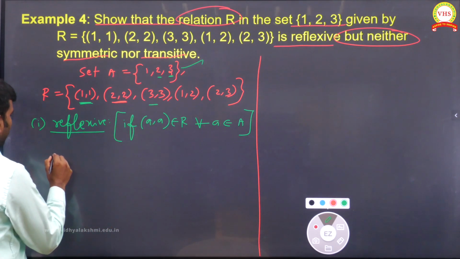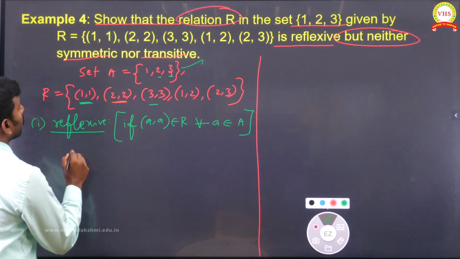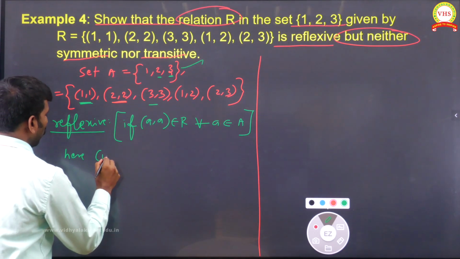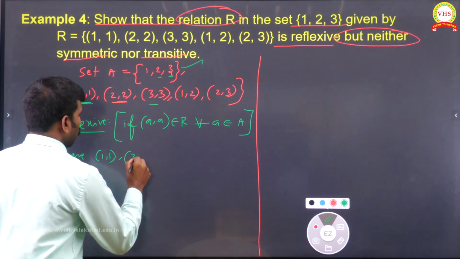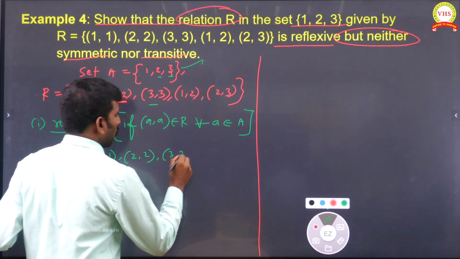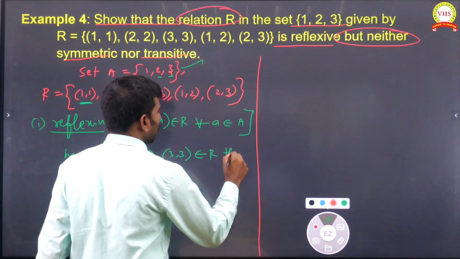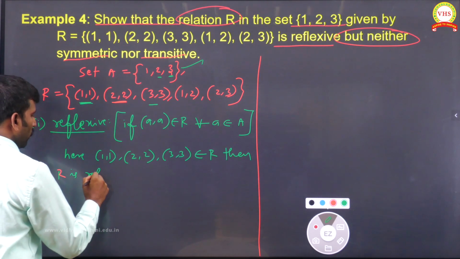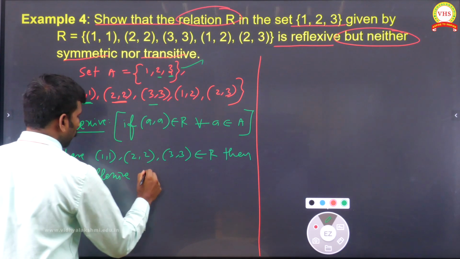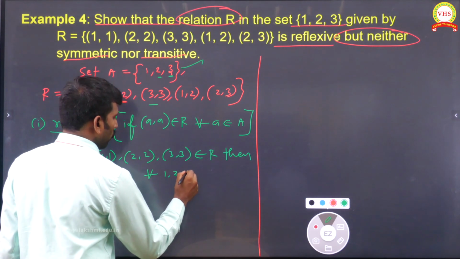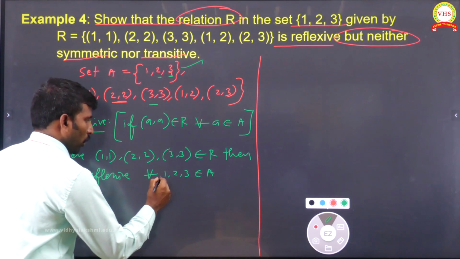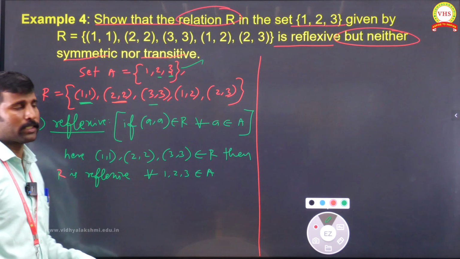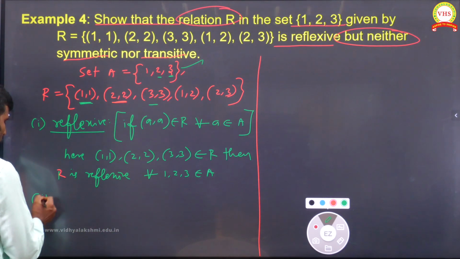Then what can we say here? You can write 1 comma 1, 2 comma 2, and so on, we have just less count, not an issue, belongs to R. Then R is reflexive. Why am I telling R is reflexive? For all 1, 2, 3 belonging to A, we have the A comma A form, which is reflexive. Understand? Right. Second is what? Symmetric.